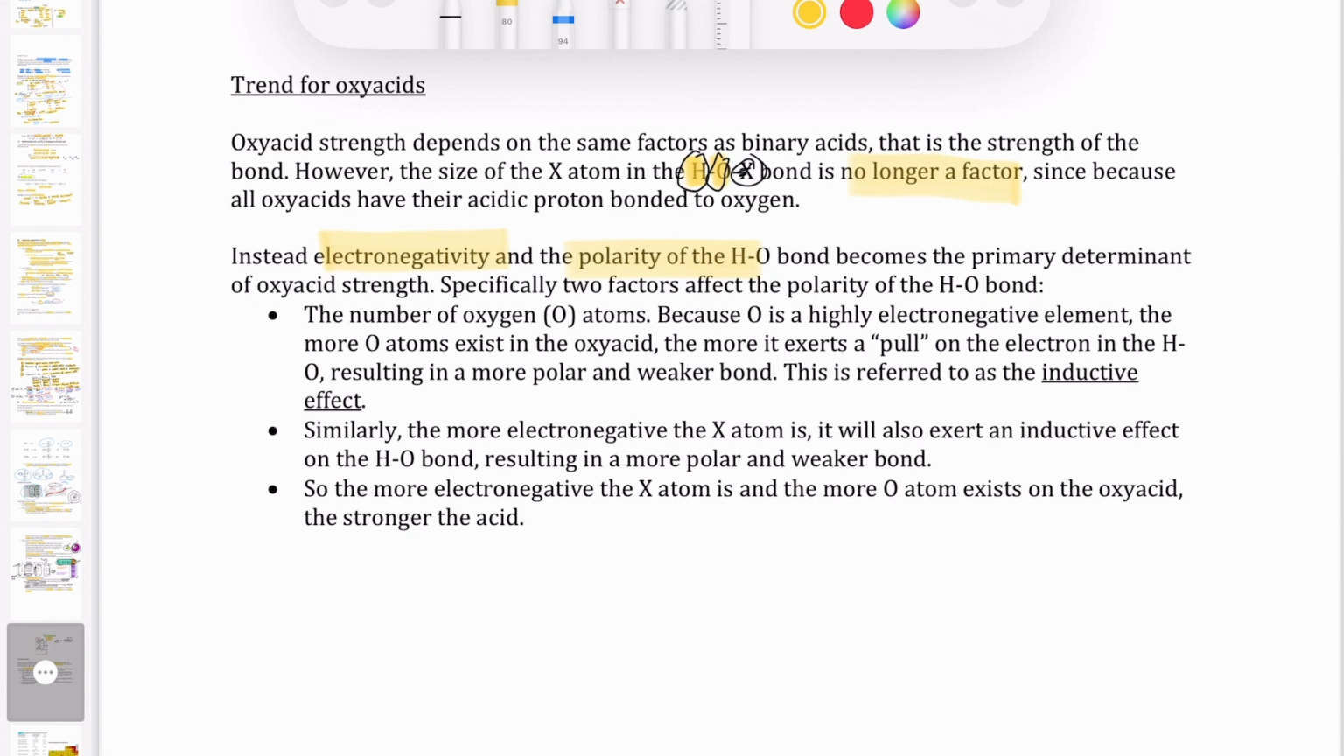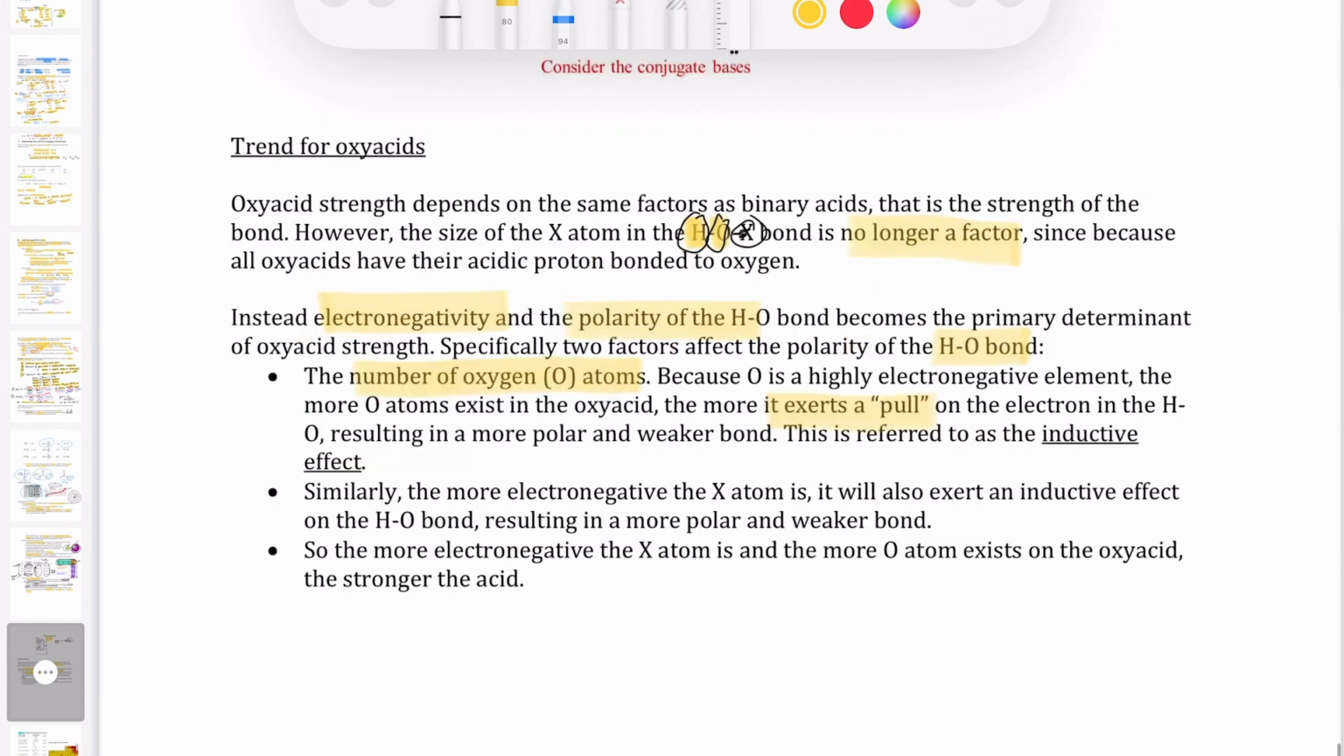That's what matters. Again, the more polar the bond, the weaker it is, the easier it is to let go of the H, the stronger the acid. There are two factors that affect the polarity of the H-O bond. One is just the number of oxygen atoms. Oxygen itself is a highly electronegative element. So the more oxygen you have, the more it pulls on the electron.